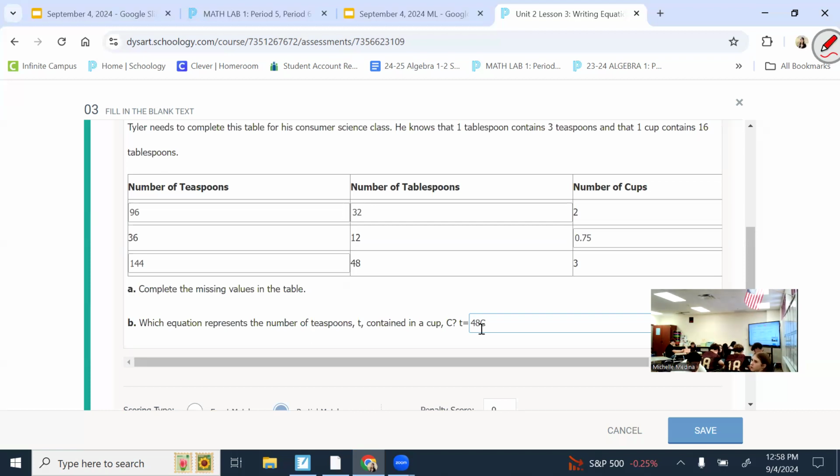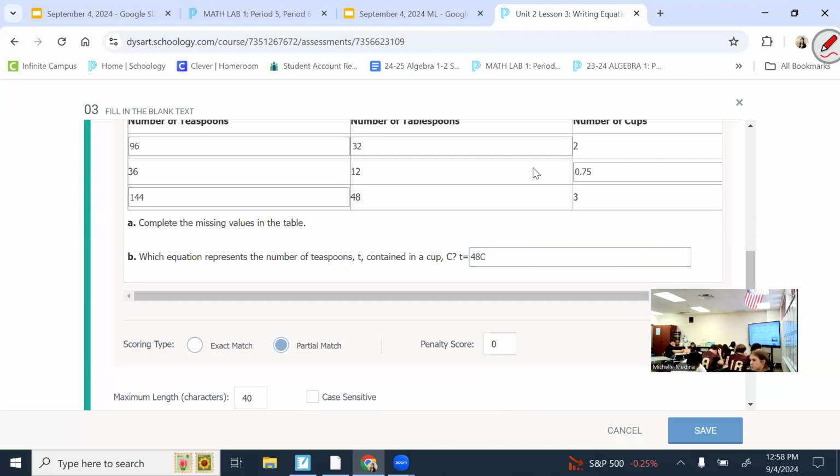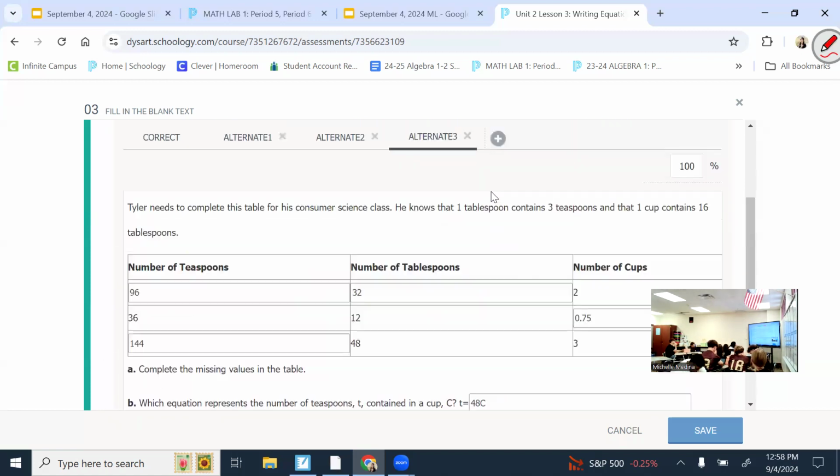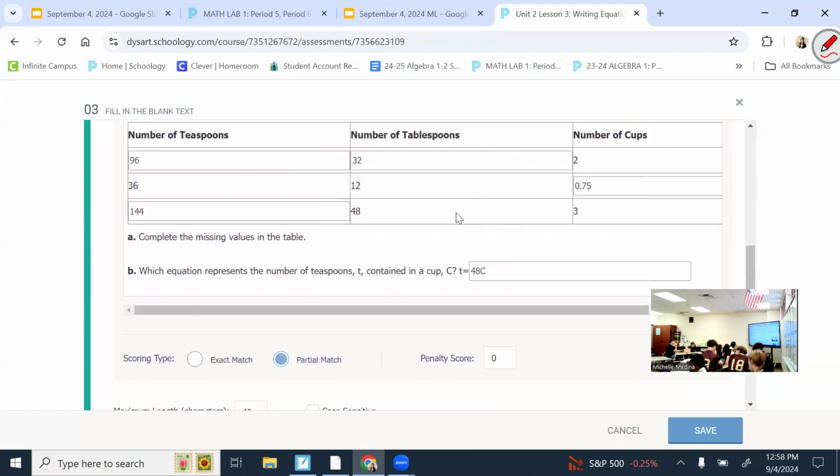Yes? It shouldn't matter if it's lowercase or capital. It's not case sensitive, so it doesn't have to be one or the other. Good question. When in doubt, just follow their instructions. They have a capital C, so I would just use that.